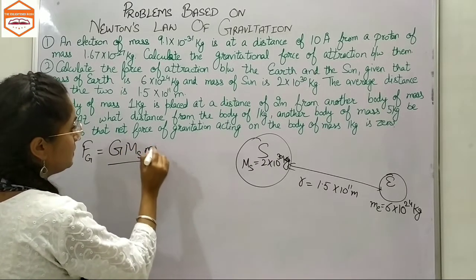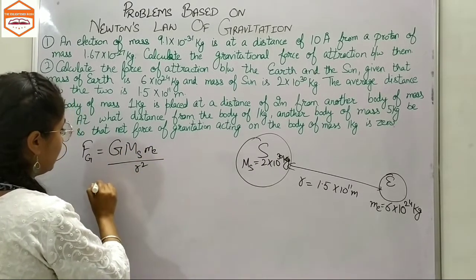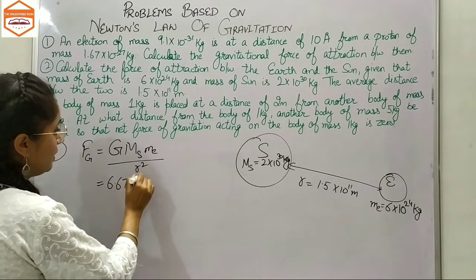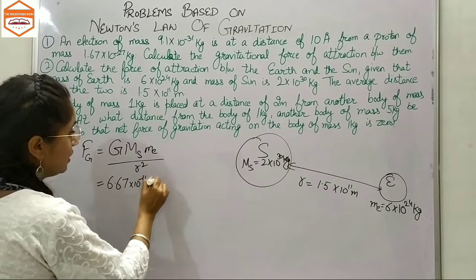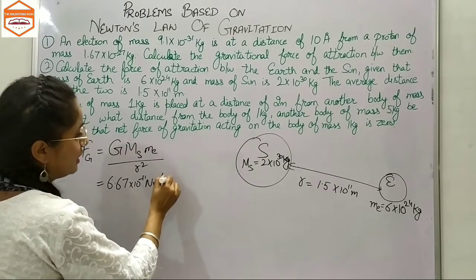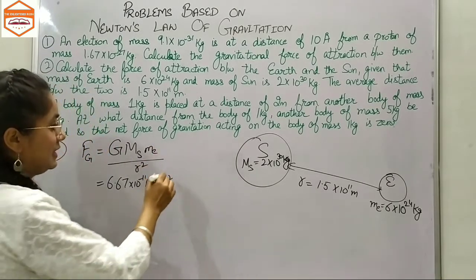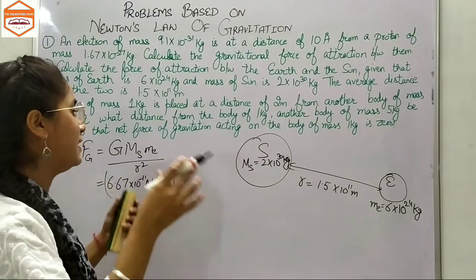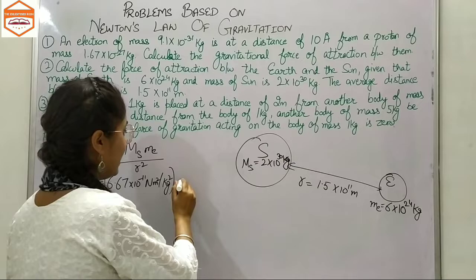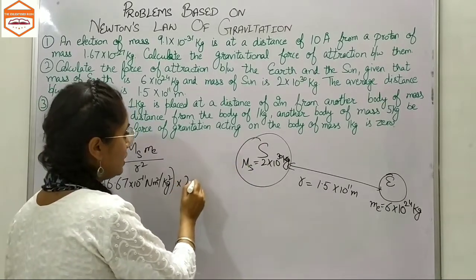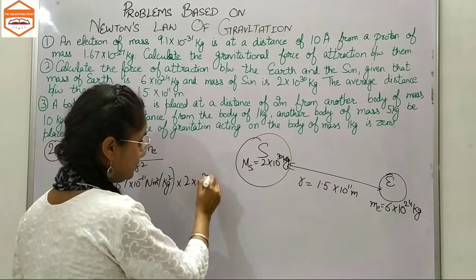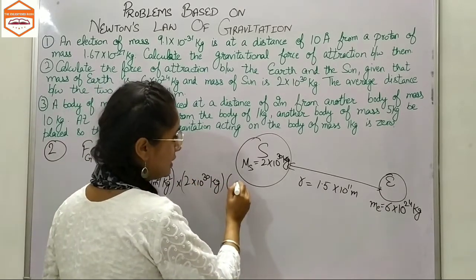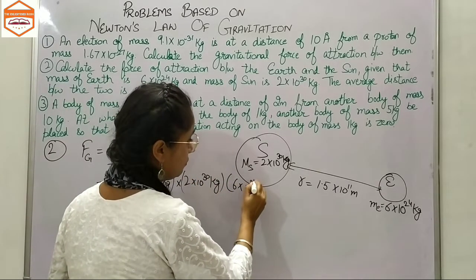m_S m_E, or you can say M sub E, over R squared. You all know the value of G is 6.67 into 10 to the power negative 11 Newton meter square over kilogram squared. And then mass of Sun is 2 into 10 to the power 30 kilograms. Mass of Earth is 6 into 10 to the power 24 kilograms.